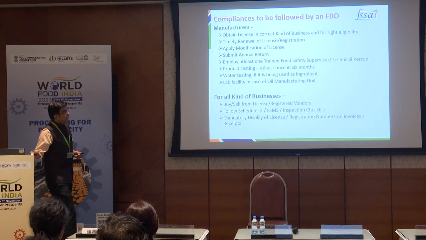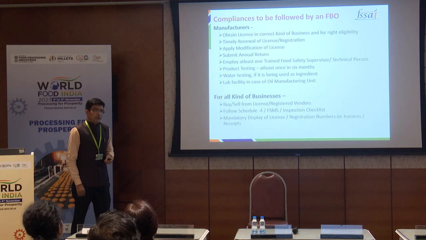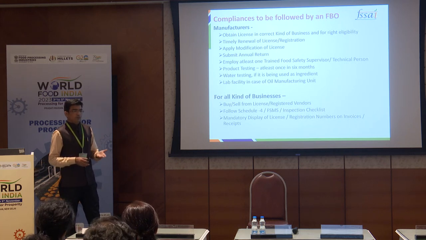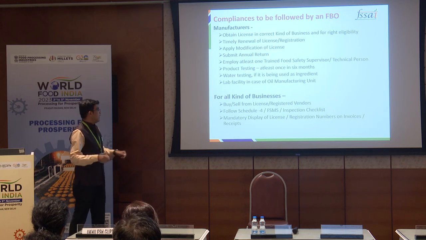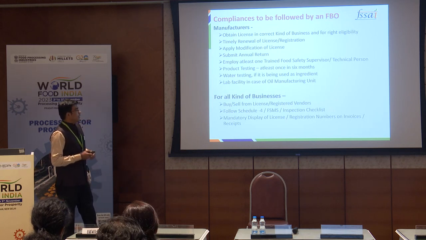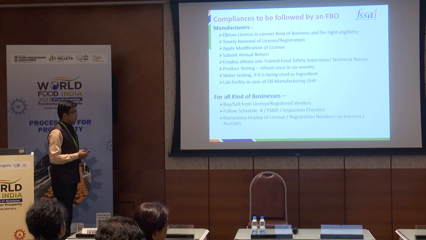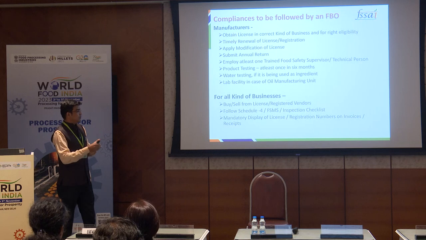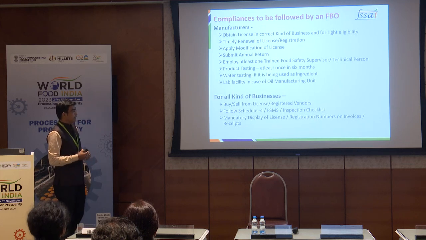And lab facility in case of oil manufacturing units: if you apply for a license, not registration, say if you have a processing plant capable of processing 100 liters per day, then you are required to place a lab in your unit. For all other kinds of businesses, as I have already discussed, you are required to buy and sell only from licensed or registered food vendors, and follow Schedule 4 FSMS and the inspection checklist. We have very objectively created that inspection checklist. You can assess your unit based on the points written in the applicable checklist.